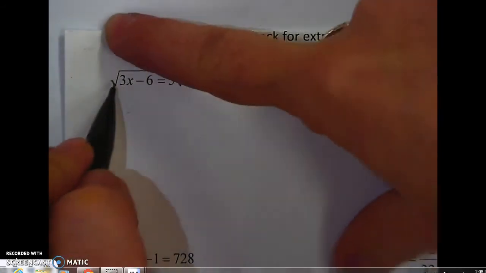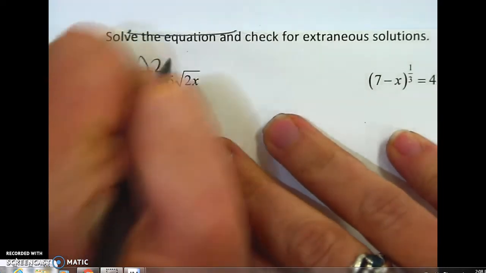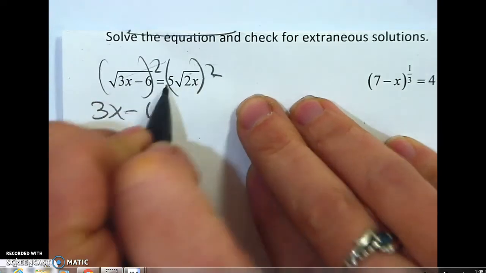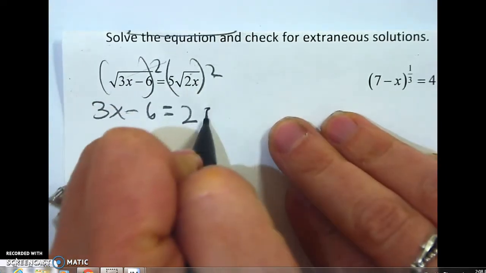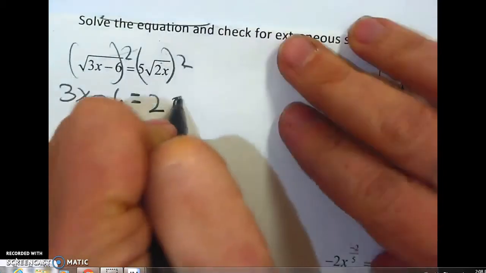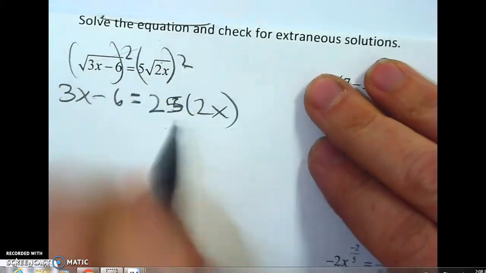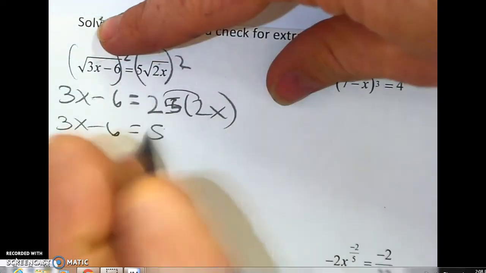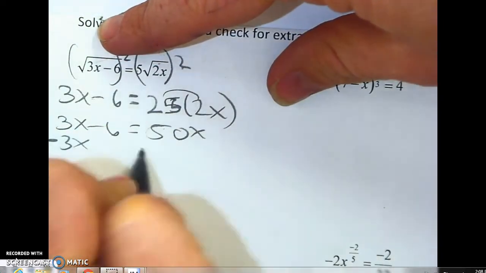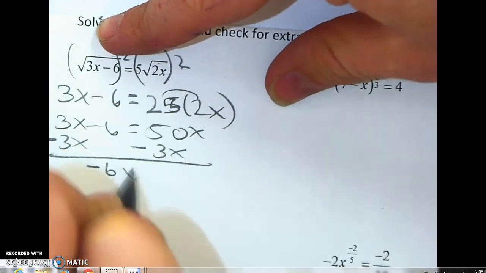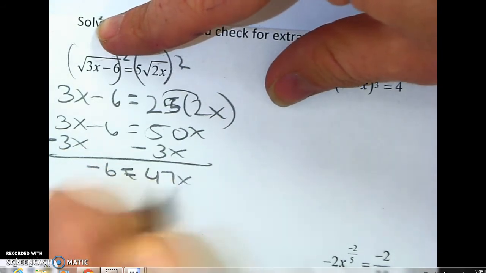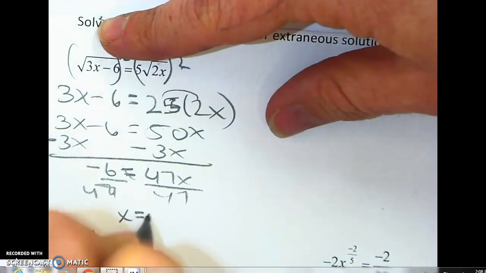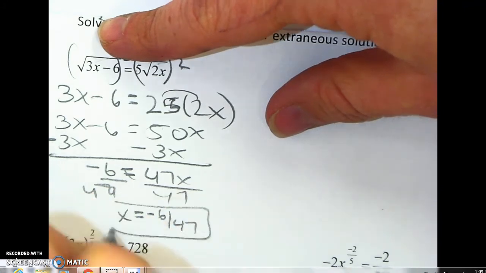Since that is square root, the way to get rid of that is to square it. That cancels. This cancels, but there's still the 5. So I have to square the 5 because it's outside the radical. And then I'm left with 2x, which I'm going to multiply. I multiply that together. 3x minus 6 equals 50x. Small x to big X. Negative 6 equals 47x, divided by 47. X equals negative 6 over 47. Okay?